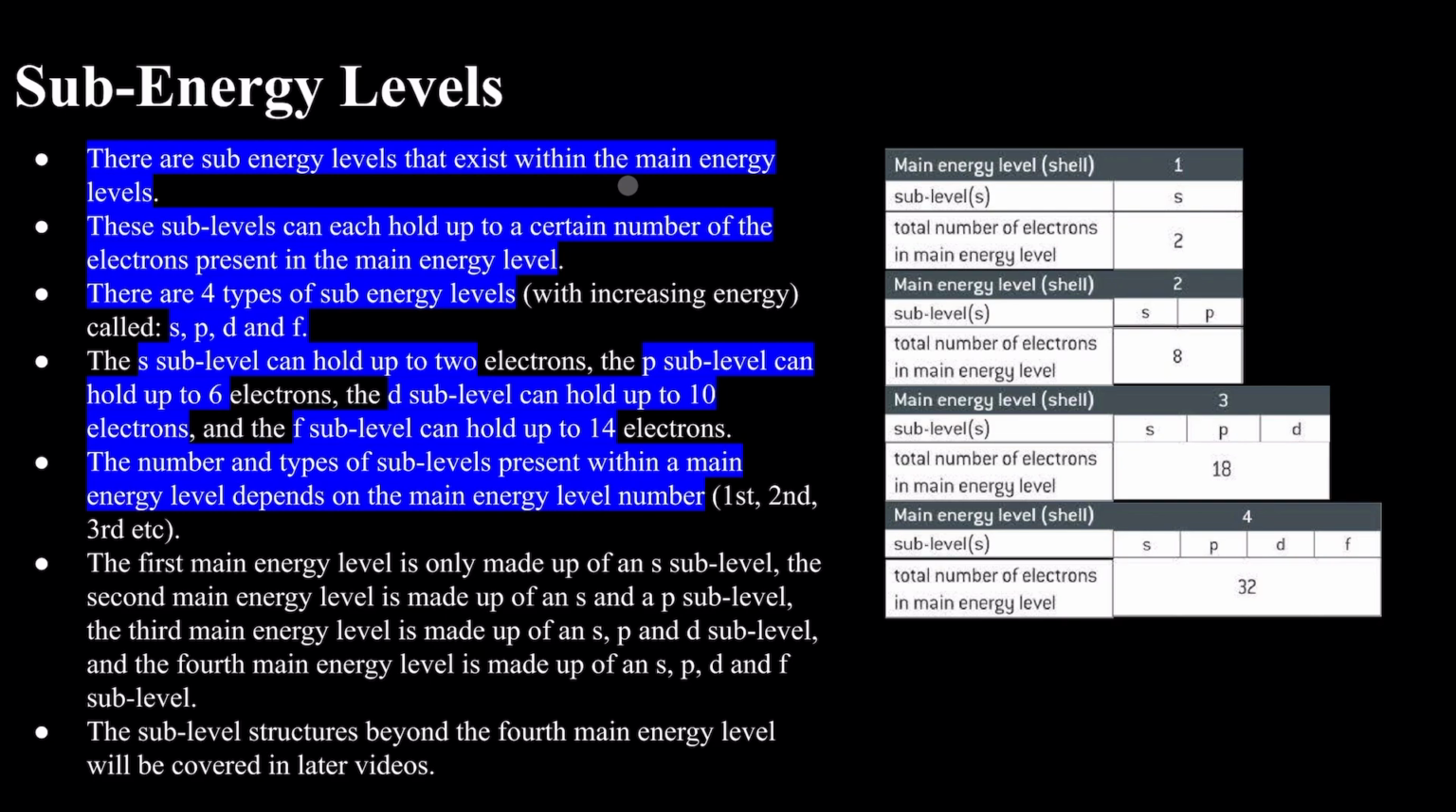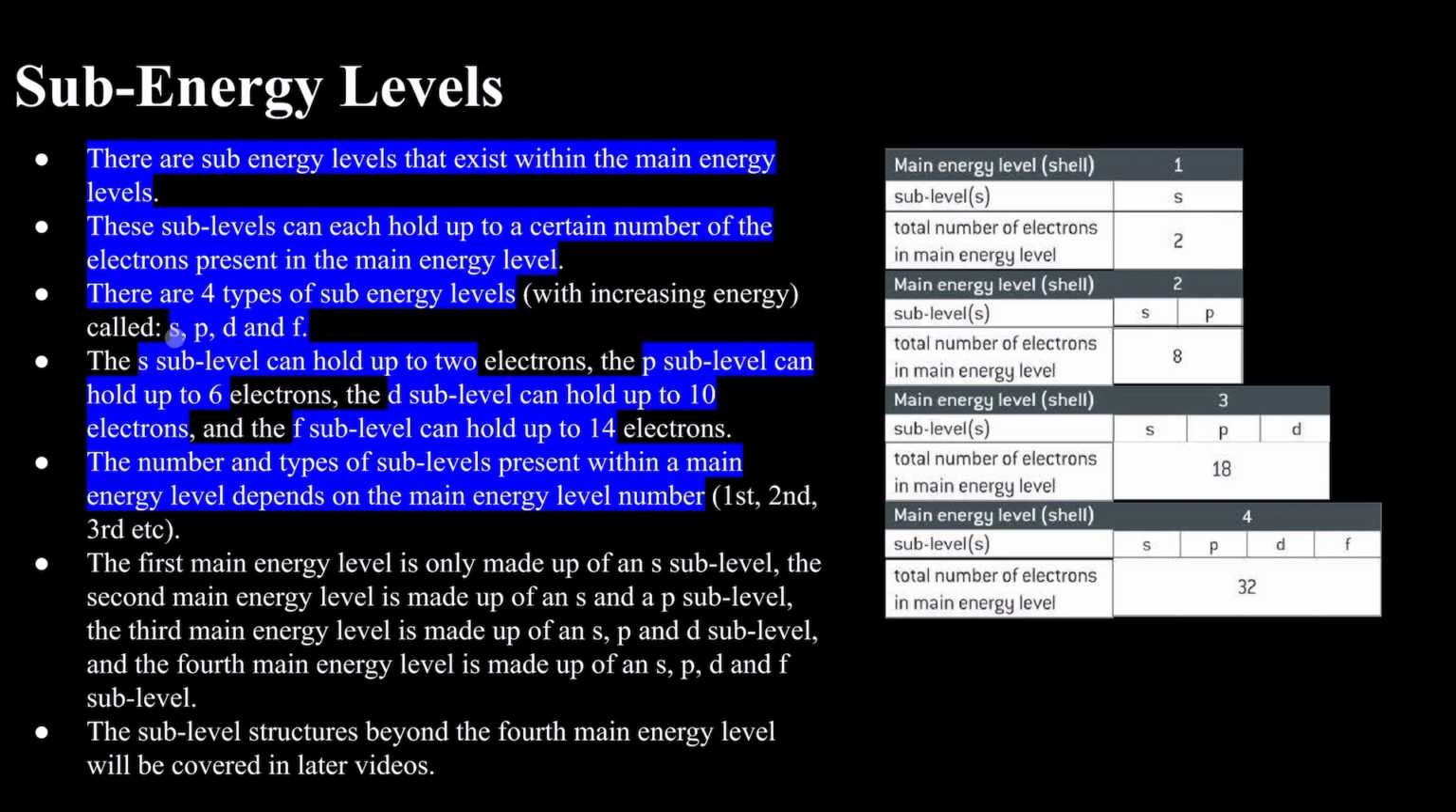So in the previous slide, you'll recall we looked at the main energy levels. Now within these main energy levels, there's what we call sub-levels. And these sub-levels can each hold up to a certain number of the electrons present in the main energy level. And there are 4 types of sub-energy levels with increasing energy in this particular order. And they're called S, P, D, and F.